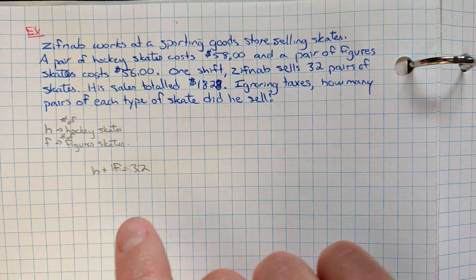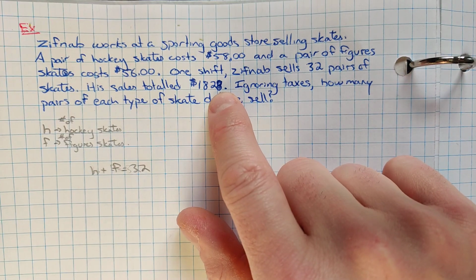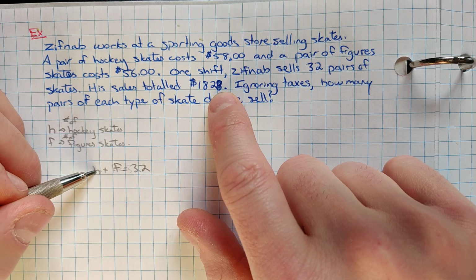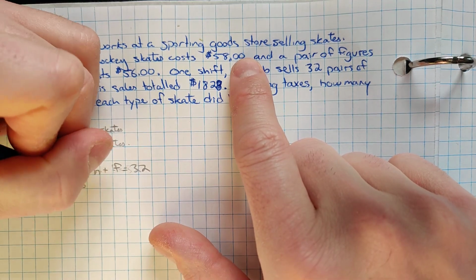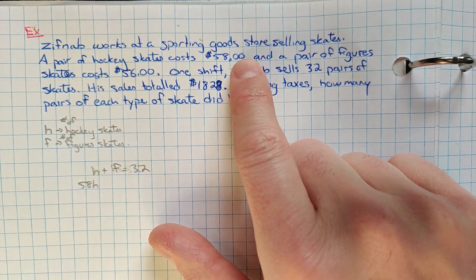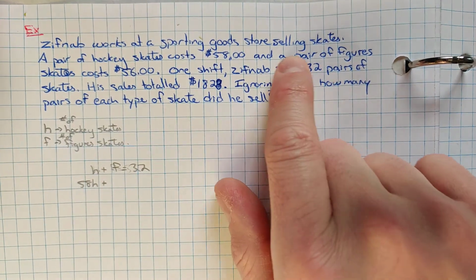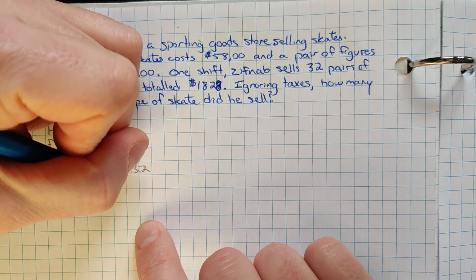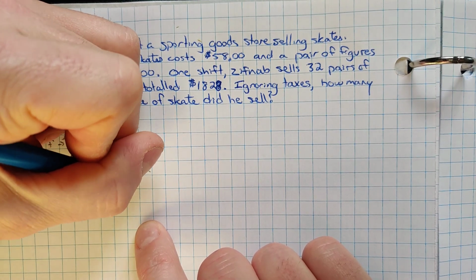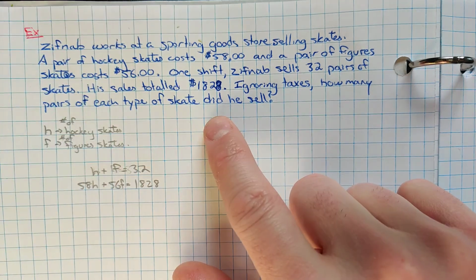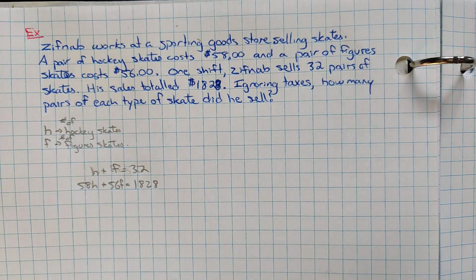Now, I got to figure out how much he made. Well, for each pair of hockey skates, he made $58. So 58H would be how much he made from the hockey skates plus 56F. And that's going to total to 1,828. So now I have two equations that I can solve.